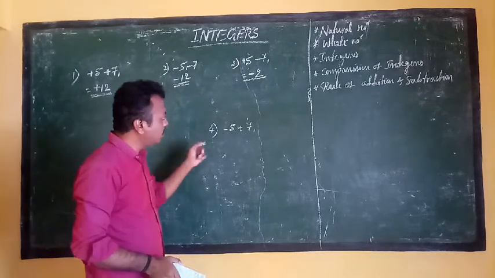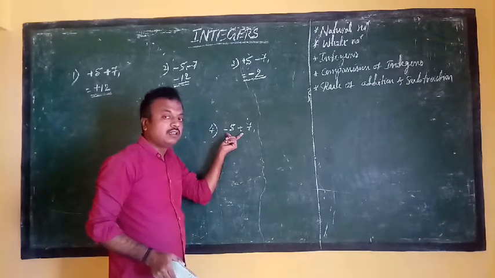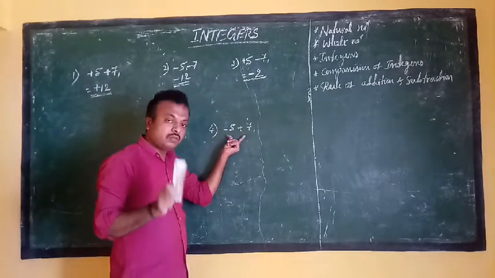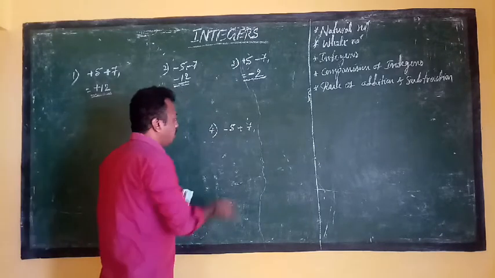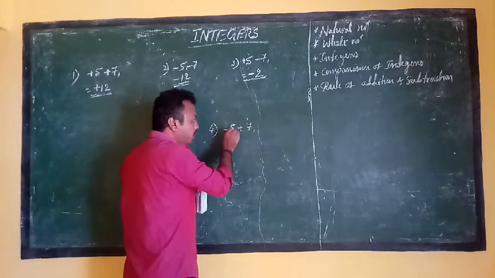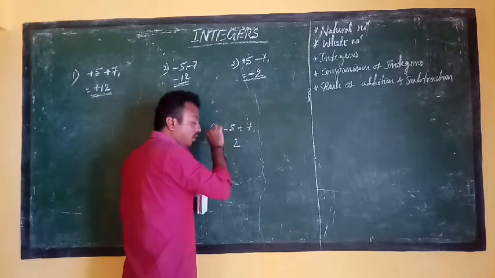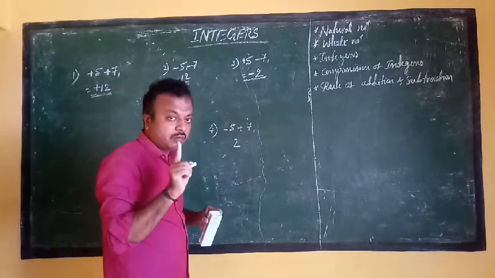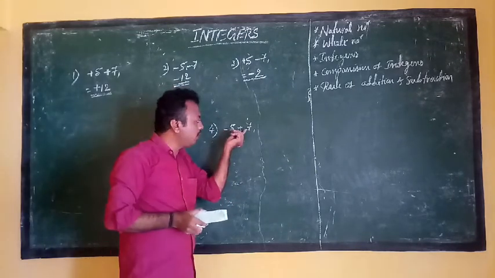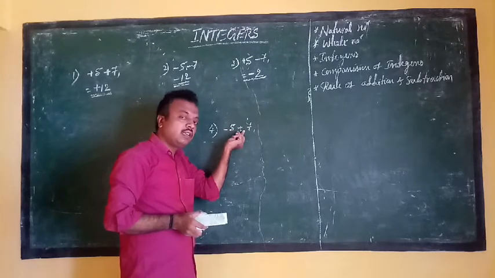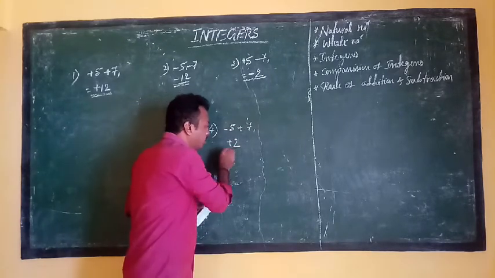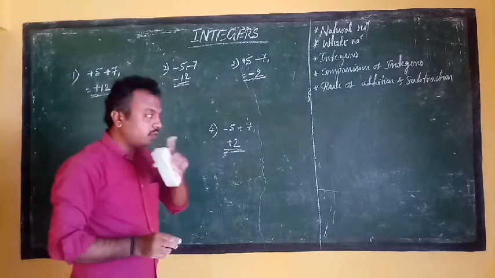So come to the fourth example. Here also both are different signs. When they are different signs, we do the subtraction. So minus 5 and plus 7. 7 minus 5 becomes 2. After the subtraction, we put the bigger number's sign. Correct? Which is the bigger number here? 7. 7 has the positive sign. Therefore plus 2. Understand? So very simple rule.